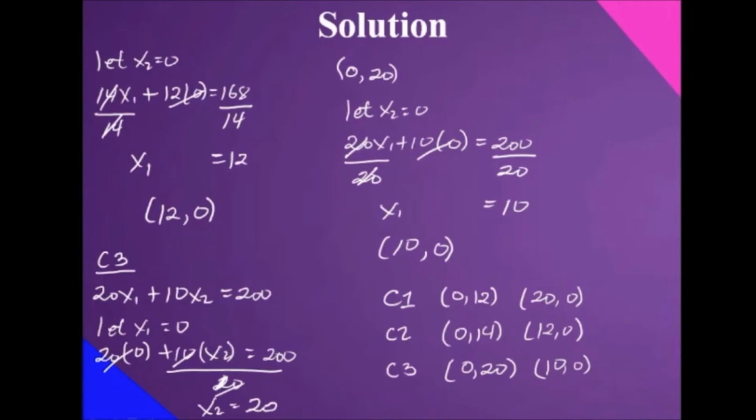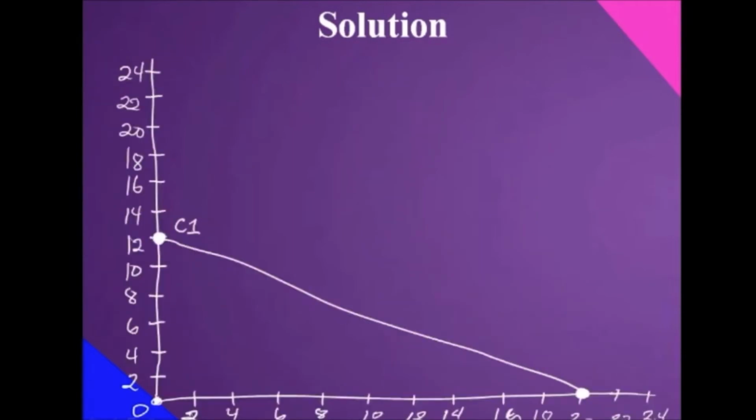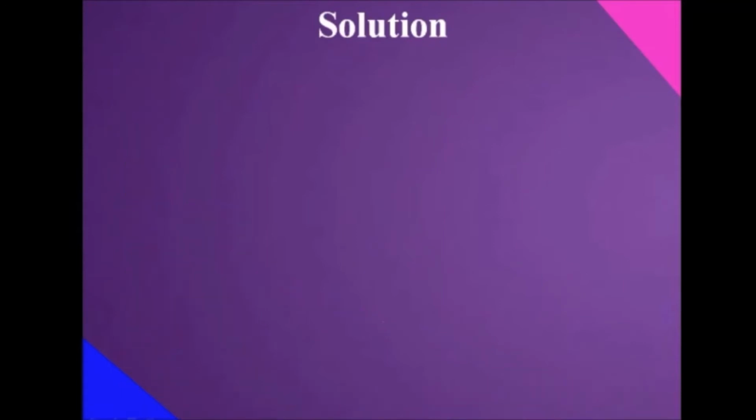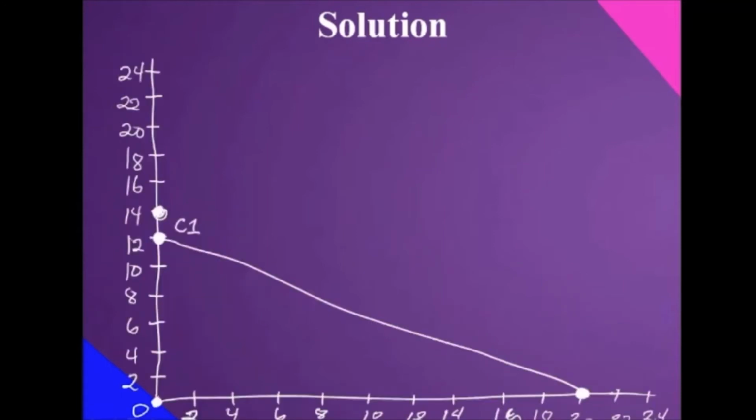So, for C2, we have 0, 14, and 12, 0. So, 0 na X daw, and 14 na Y. Tapos, yung pangalawa, 12 and 0. Kapalan muna natin ito. Kapalan natin 12 and 0 for our next na point. Ito.